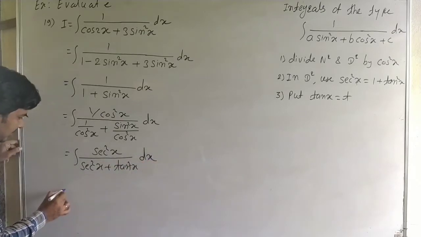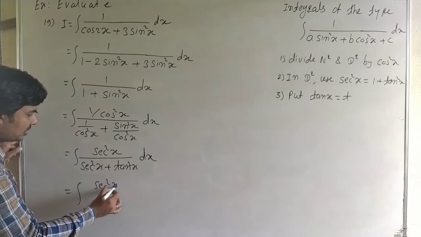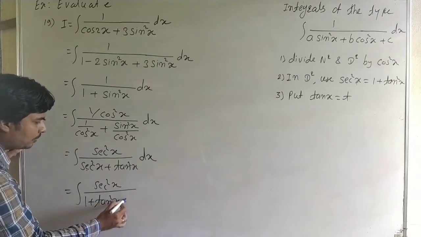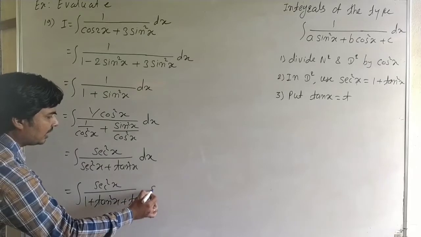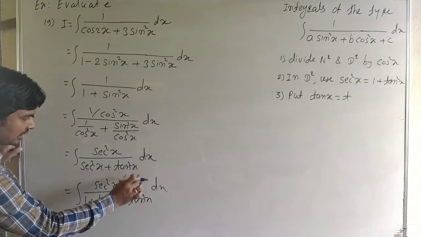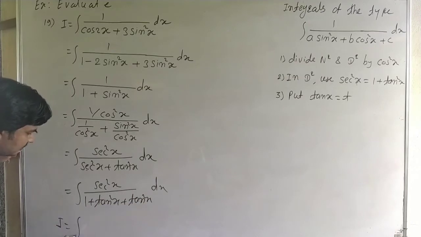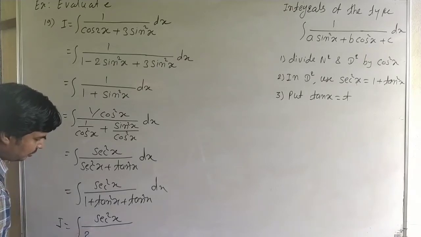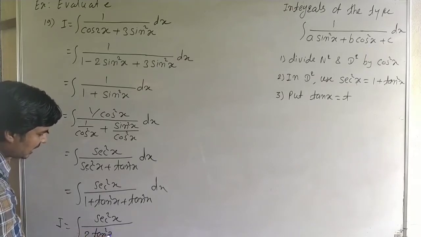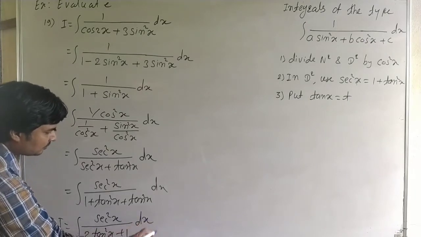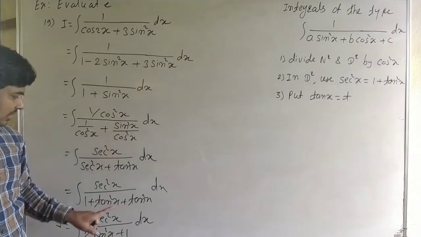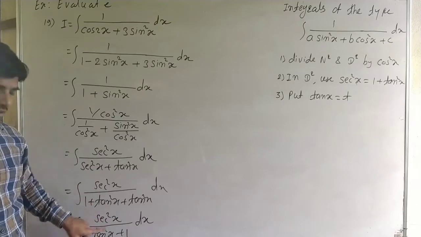Then in the denominator we use sec square x is equal to 1 plus tan square x, and tan square x as it is. Then our integral is sec square x upon 2 tan square x plus 1 dx. Now we apply the two steps: divide numerator and denominator by cos square x, then use in the denominator sec square x is equal to 1 plus tan square x, then we get this.